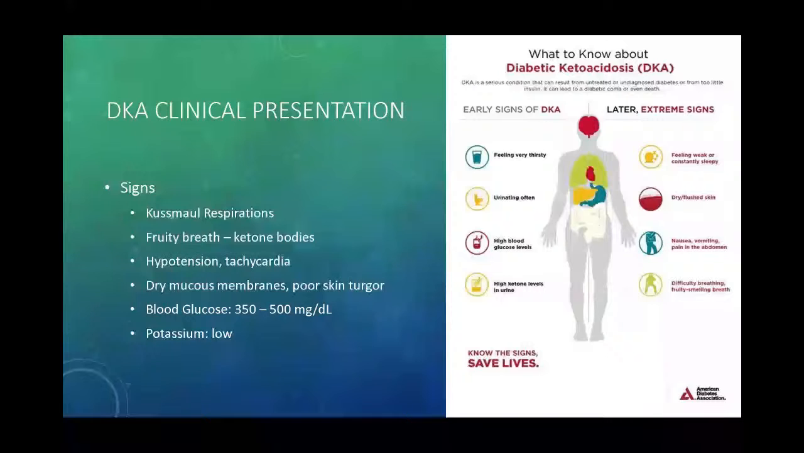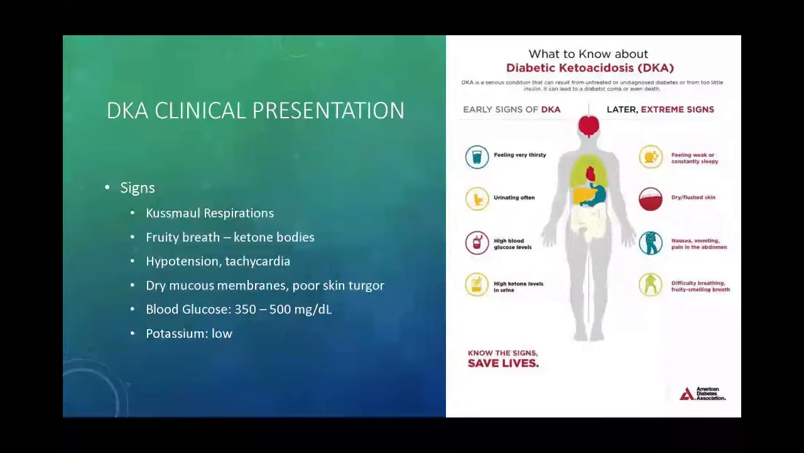Because of all the increased urination and the polydipsia, patients are typically hypovolemic, so you can have them present with hypotension and tachycardia, as well as dry mucous membranes and poor skin turgor. Typically, patients in DKA, their blood glucose is going to be about 350 to 500. That's not always a hard and fast rule. They can definitely be lower than that and still present in DKA.